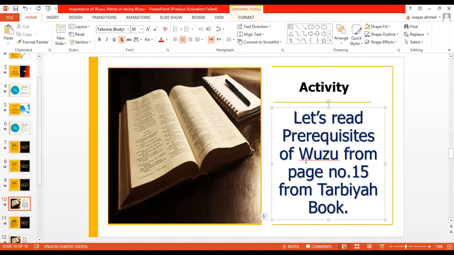The prerequisites of wuzu. Prerequisites means the farais of wuzu, the acts which are obligatory, compulsory, mandatory for a Muslim who is performing the wuzu. So we are going to study about the prerequisites of wuzu. Let me recall the verse in which Allah Subhanahu wa Taala told us the procedure of performing the wuzu. Do you remember? How many boys remember? In the previous class we have discussed it.